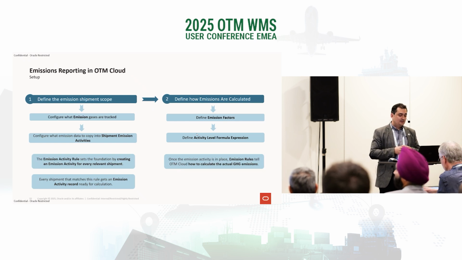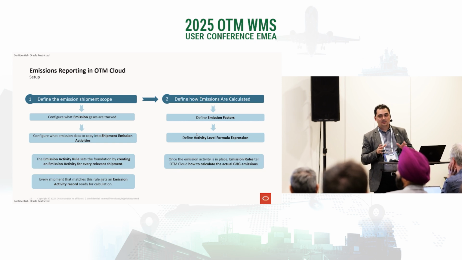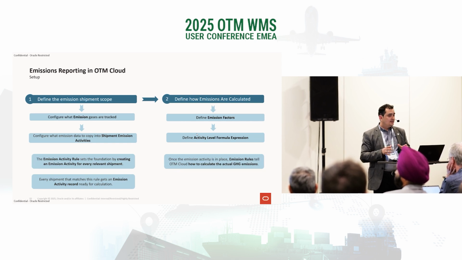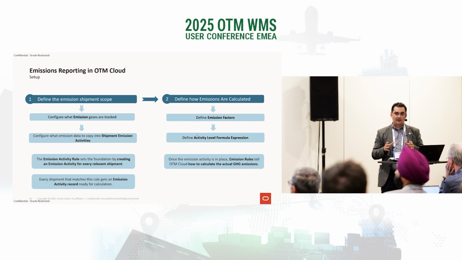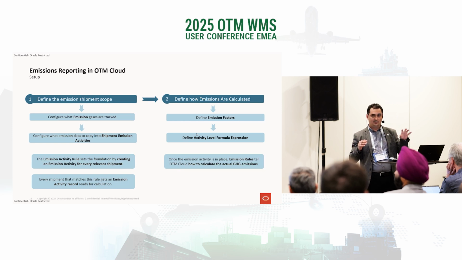And as is also specified here, after we define this emission shipment scope, the output is the creation of the emission activity record as a child of the shipment. So for every relevant shipment that is included in the scope, OTM will create an emission activity.